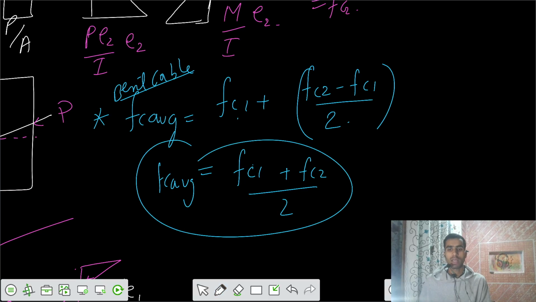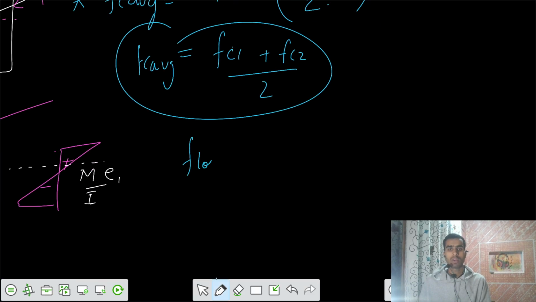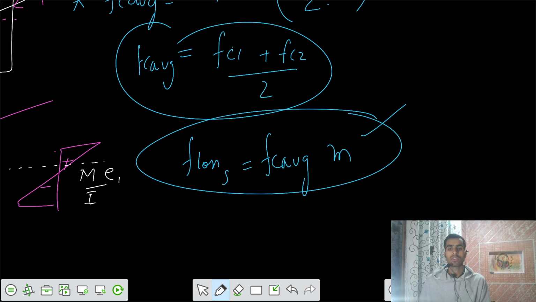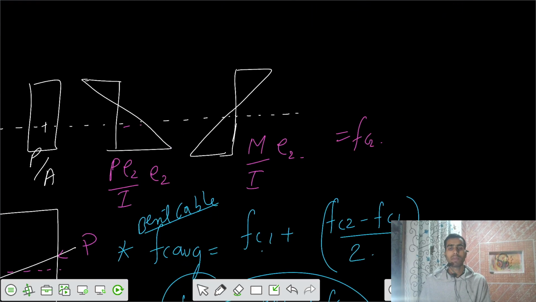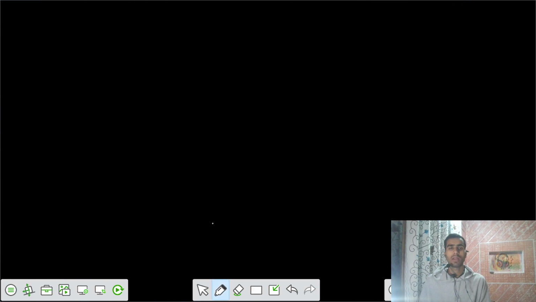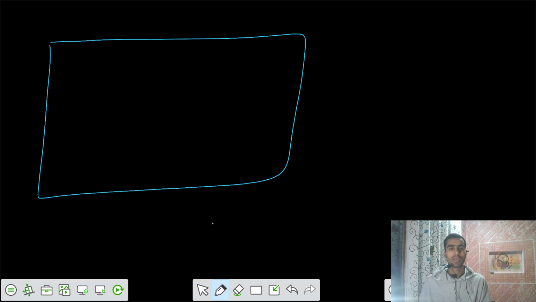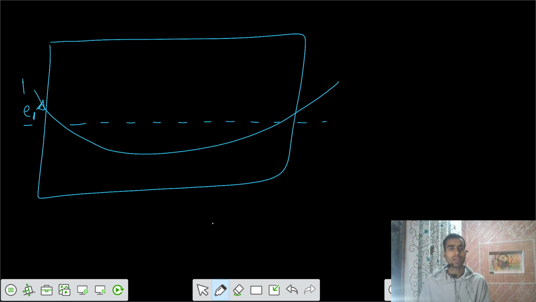Then finally I would say the loss of stress in the cable, the loss of stress in the steel wire, is equal to FC average into the modular ratio M. This is the final stress loss. And if I take the cable that's bent, that's a parabolic cable, there's some eccentricity E1 and E2. Let's say the eccentricity at the end is equal to E1, and at the midspan equal to E2.